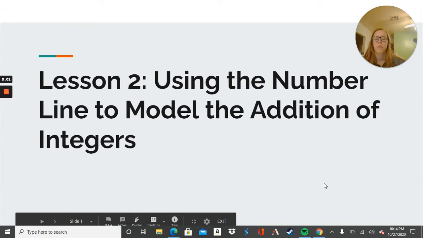Hello, 7th graders. We are moving on to lesson 2 in our new unit. So last time we were looking at number lines and moving different amounts of units, either left or right, depending on whether the number would be negative or positive. Now we're going to look at using the number line to model addition.